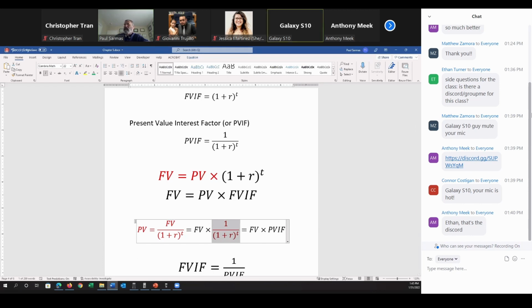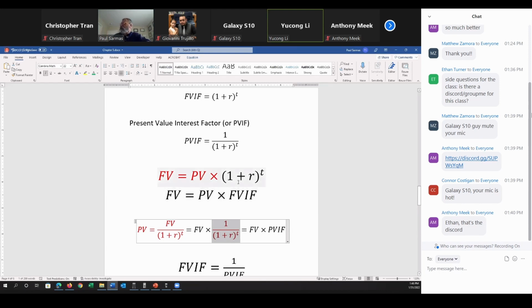Okay. Wait, so for the test, are we going to need to memorize these formulas, or would they be just given? No, they're in the formula sheet. So we don't have to memorize.